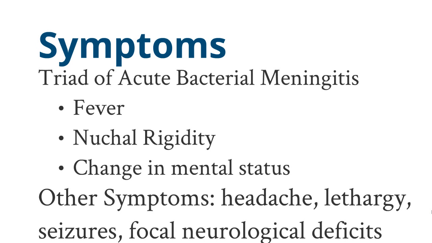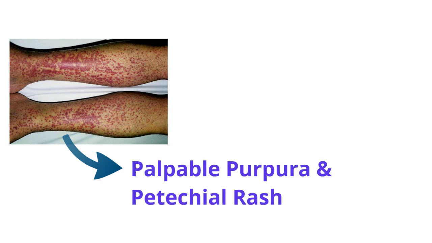Other symptoms that you'll see, especially with other causes as well, include headache, lethargy, seizures, as well as focal neurological deficits. Now, realize that patients who are immunocompromised or are older may present atypically. So they may just have lethargy or they may just have a headache. So it's really important to tease out the history, see what the risk factors are, and assess the patient for the risk of meningitis.